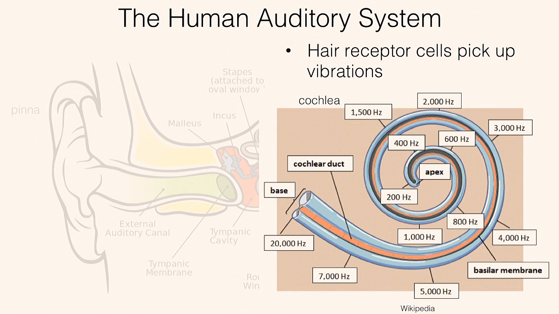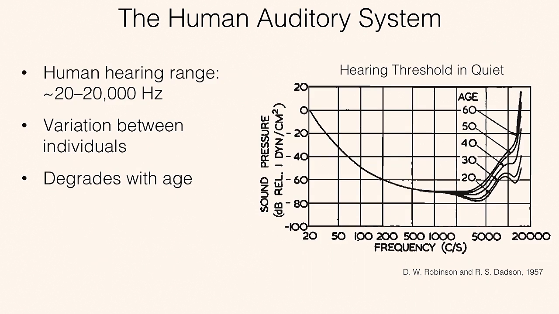This basilar membrane is thinner and stiffer near the entrance and wider and more floppy near the apex. What this means is that different frequencies will vibrate the basilar membrane differentially as a function of location, and that location on the basilar membrane is where we get our frequency selectivity in our hearing. That hearing range ends up being somewhere between 20 and 20,000 kilohertz for the typical human, though of course there are individual variations.